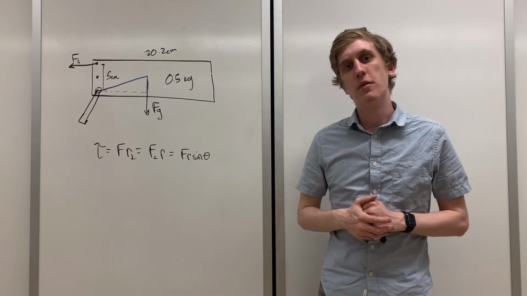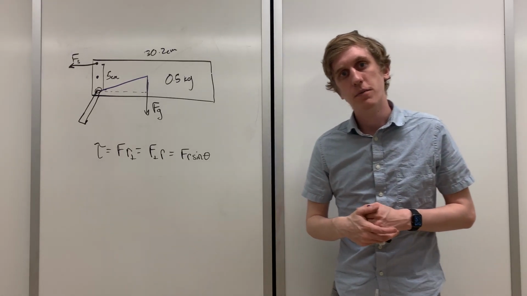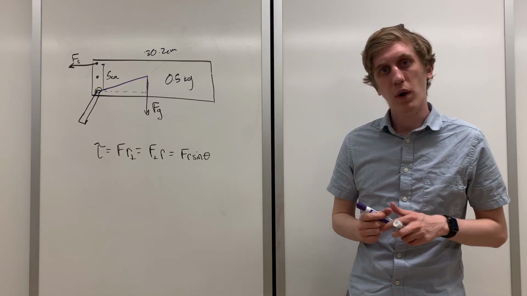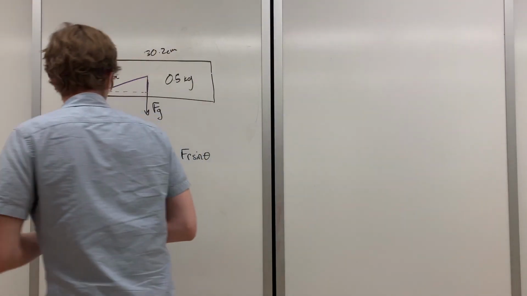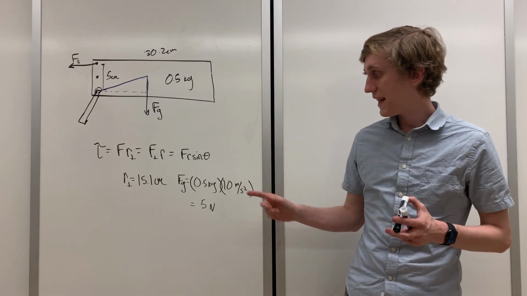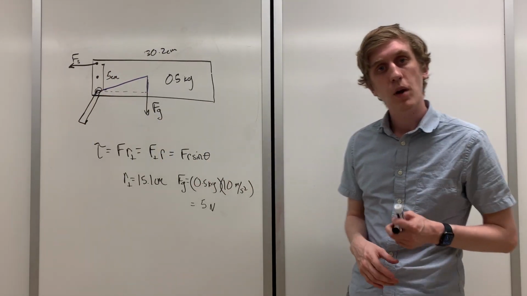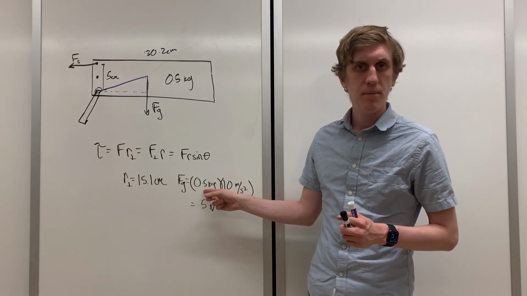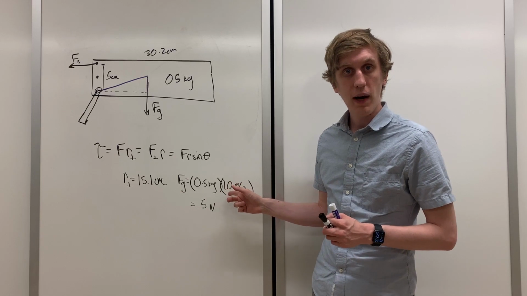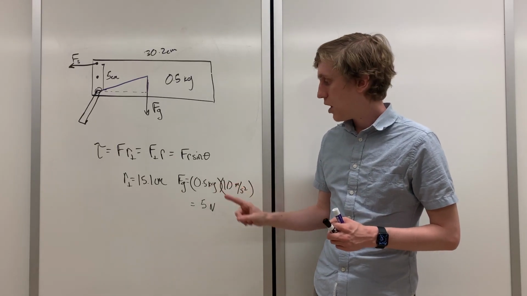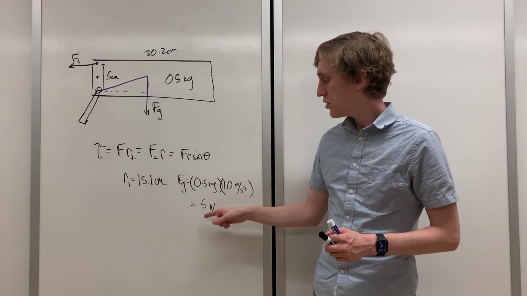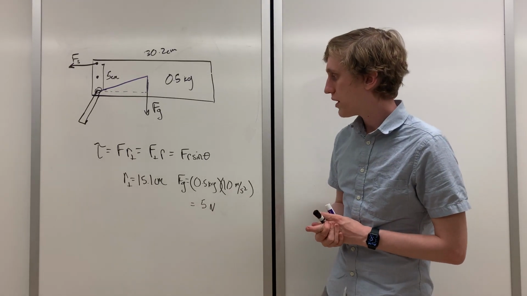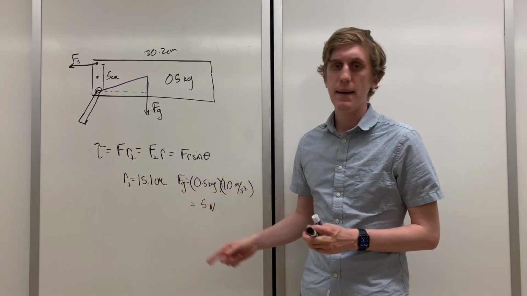And we know the length of the bar. It's 30.2 centimeters. So in this example, our perpendicular is 15.1 centimeters. We can also calculate the force of gravity. We know that the force of gravity is equal to the mass of the object times the acceleration due to gravity. In this case, the mass is 0.5 kilograms, and so the force of gravity is 5 newtons. So the torque is just this number times this number.